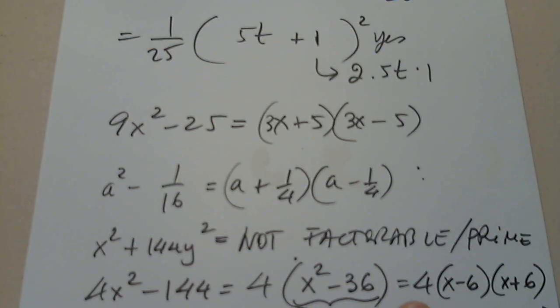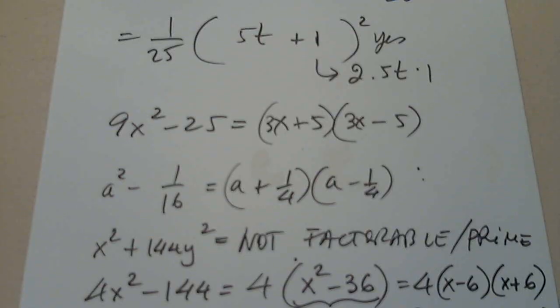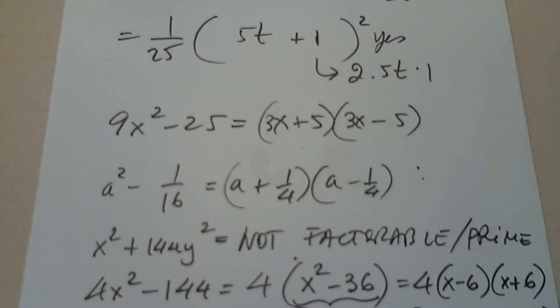What term do we cube to get 125x cubed? Please, anybody? And the same question for what do we cube to get 64y cubed? Anyone, please? 5. Yes? 5x? And 4. 4y. Very good.